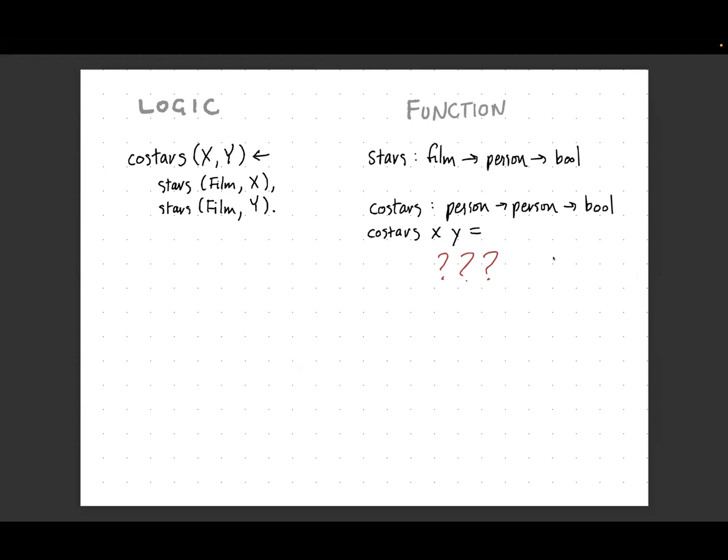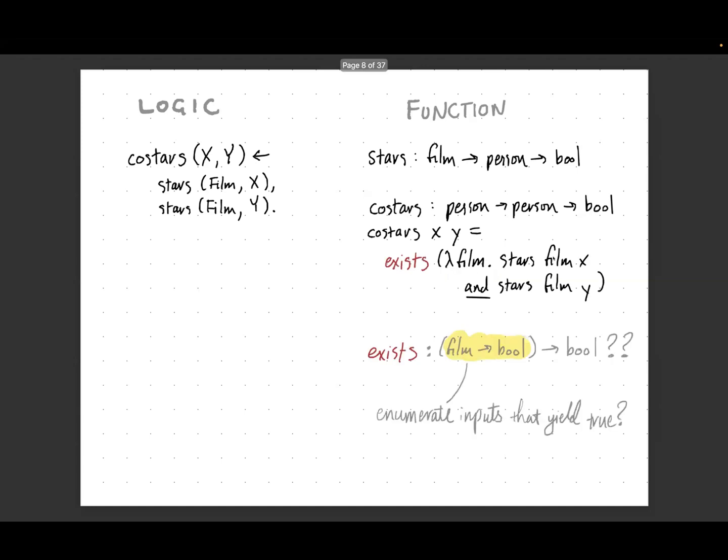Well, let's think about the semantics of the logic program. The head is true if there exists a film that makes the body true. So let's suppose we have a magical function exists that takes a function from films to Booleans and tells me whether something satisfies it. Then I can write my program. I can say X and Y are co-stars if there exists a film that they both starred in. The problem, of course, is that exists is basically unimplementable.